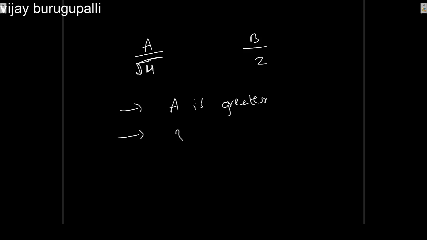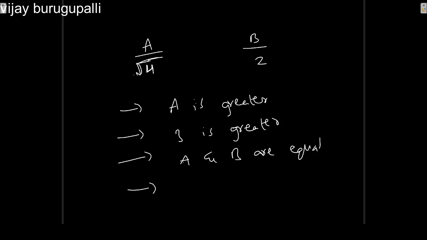Now let's see an example of a GRE question. They will give the value of A as square root of 4 and the value of B as 2. In option A, it says that A is greater. In option B, it says that B is greater. In option C, it says that A and B are equal. In option D, it says that the answer cannot be determined.